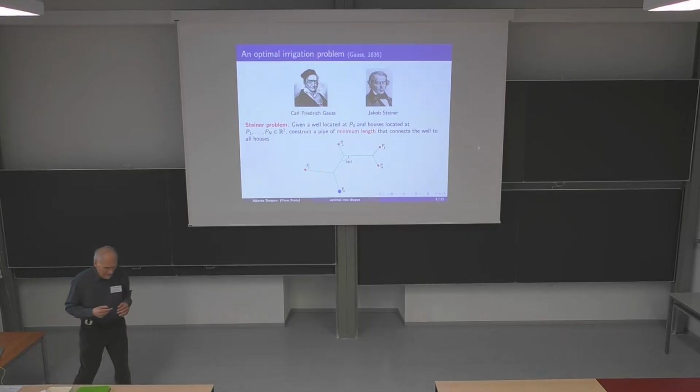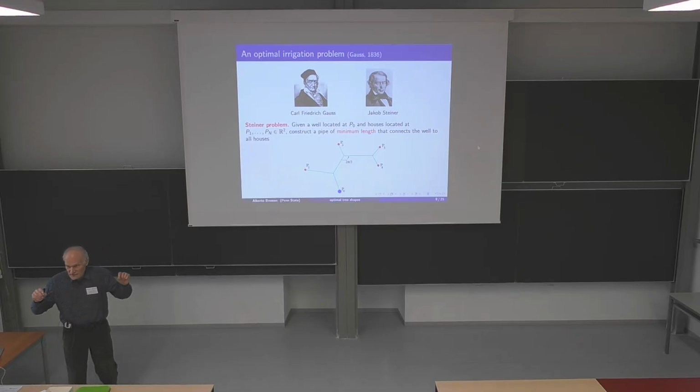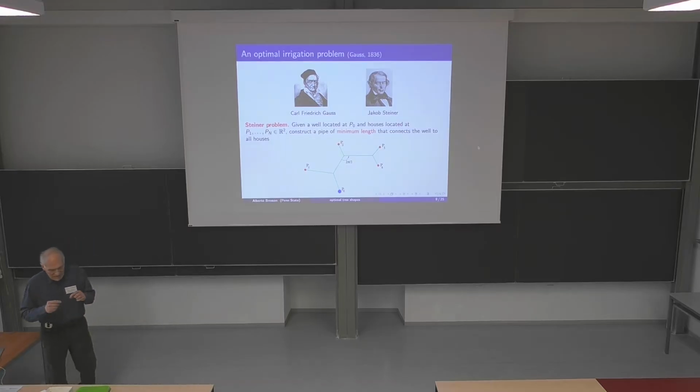Now, the most important part and the most tricky of these three functionals is the cost functional. How much do you pay to construct a network of branches to transport water, for example, from the base of the trunk to the tip of the leaves? So the first example of this irrigation problem actually goes back to Gauss, although it's called the Steiner problem.